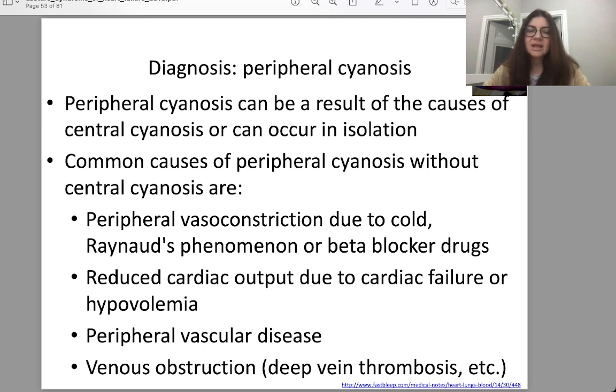Peripheral cyanosis can be a result of causes of central cyanosis and can occur in isolation. Common causes of peripheral cyanosis without central cyanosis are peripheral vasoconstriction due to cold, Raynaud phenomenon, or beta blocker drugs. Reduced cardiac output due to cardiac failure or hypovolemia. Peripheral vascular disease, venous obstruction with a deep vein thrombosis.